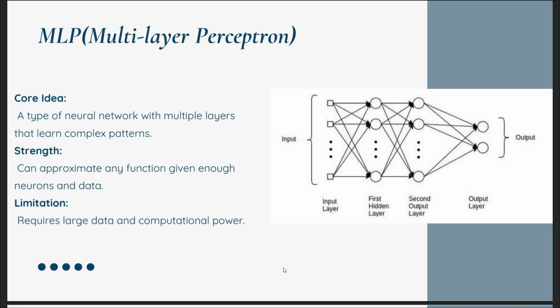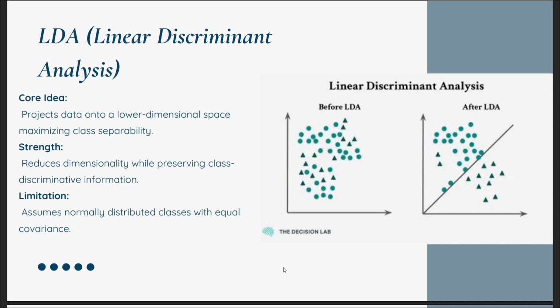Then we have also implemented the multi-layer perceptron. A multi-layer perceptron consists of an input layer, one or more hidden layers, and an output layer. It uses activation functions and backpropagation to adjust weights and learn non-linear relationships. MLPs are powerful and flexible, but they need careful tuning and lots of data to generalize well, and they lack interpretability.